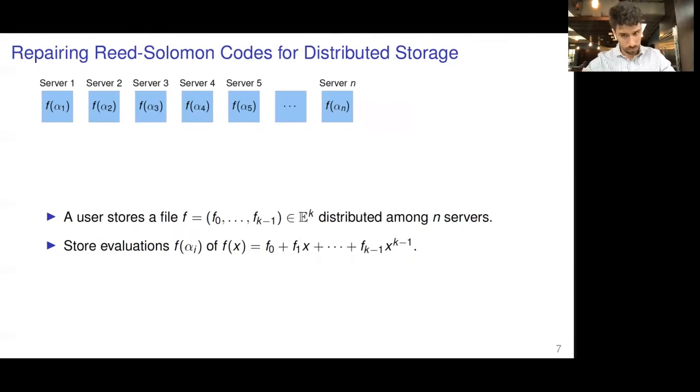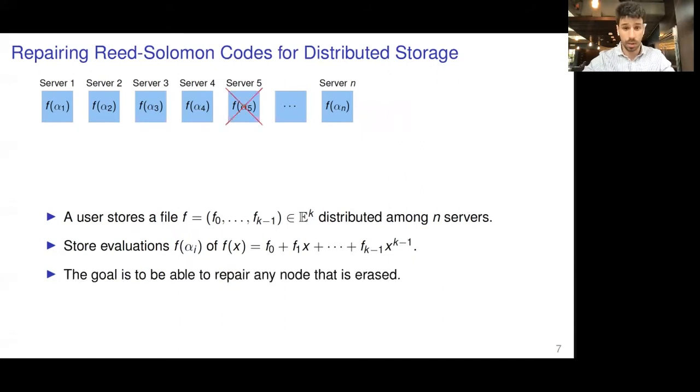In a distributed storage system, a user has a file F, which is a vector of k entries over a field F, which will be distributed among n servers. A technique to code this file is encoding through a polynomial of degree k minus 1. Therefore, each evaluation of F is stored in n servers.